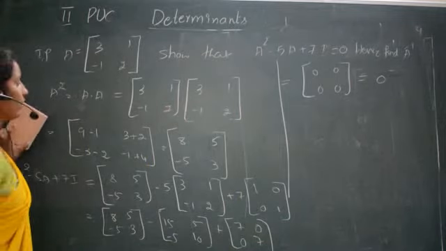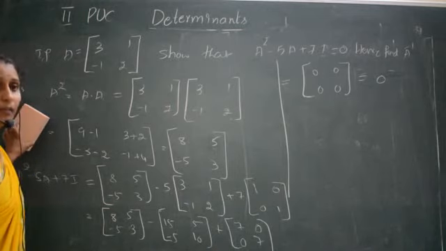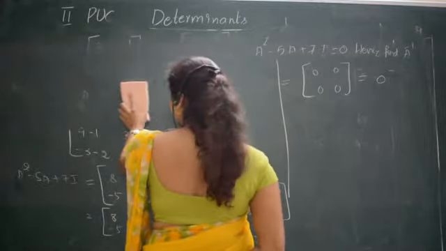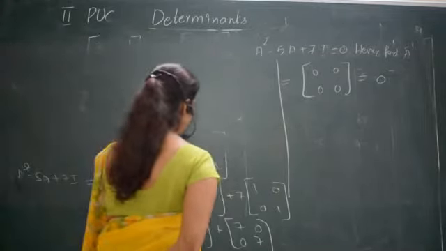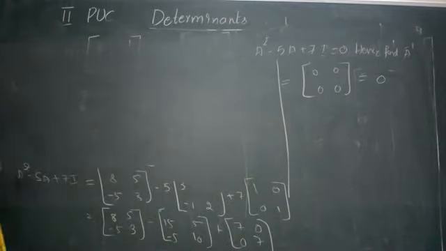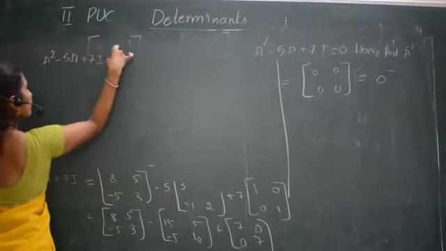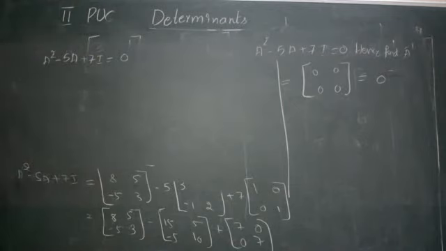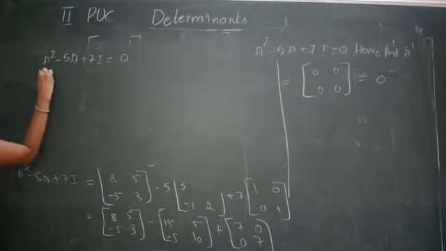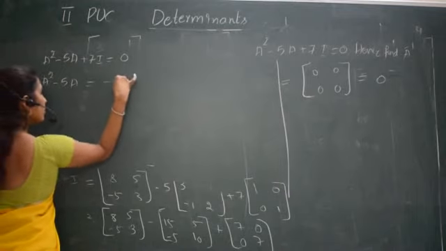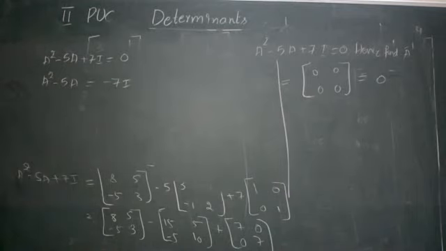So how do we find the value of A inverse? Not directly by finding the determinant and A inverse. What we have to do is use the calculated result to simplify and find A inverse. We have A square minus 5A plus 7I equal to 0, so I'll write A square minus 5A is equal to minus 7I.